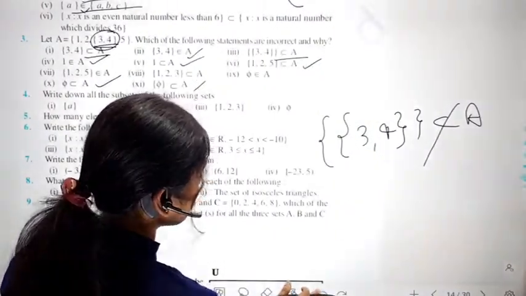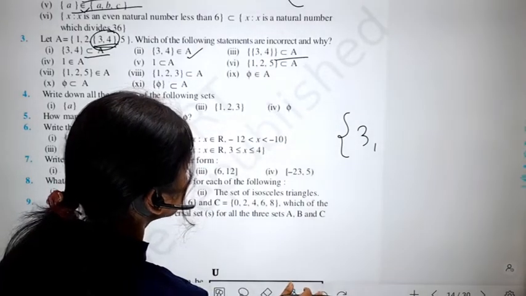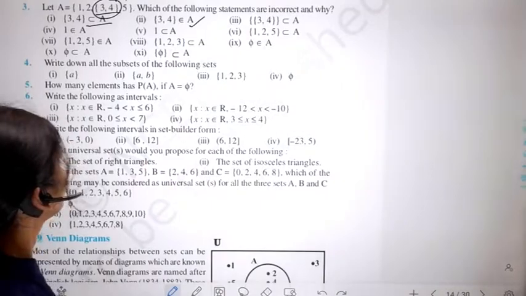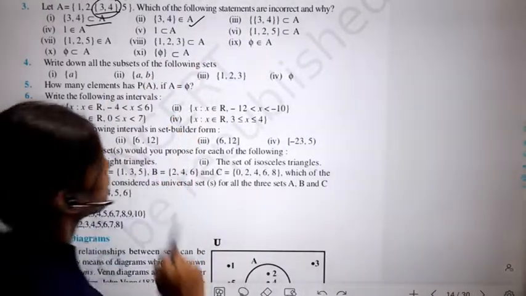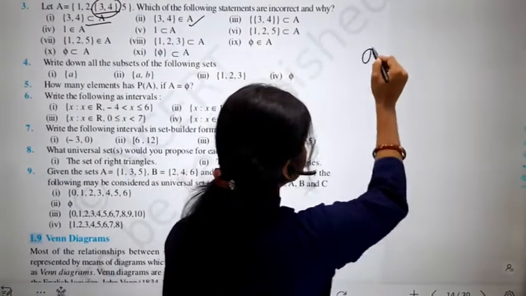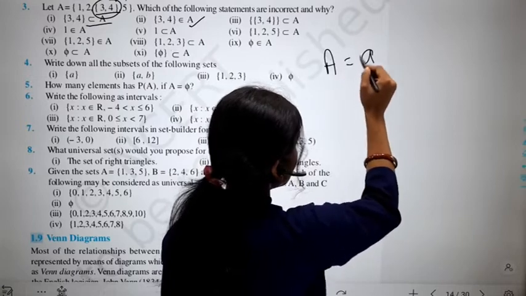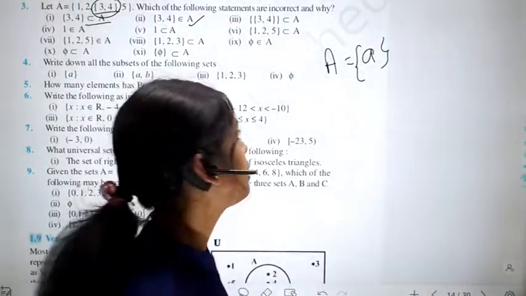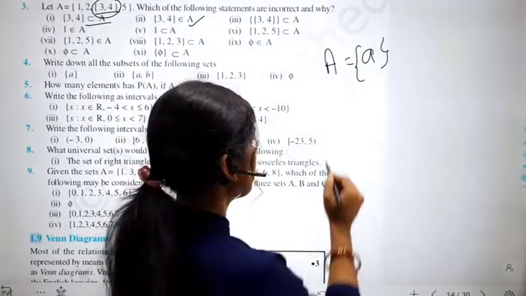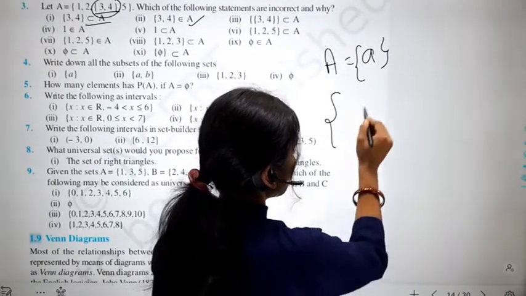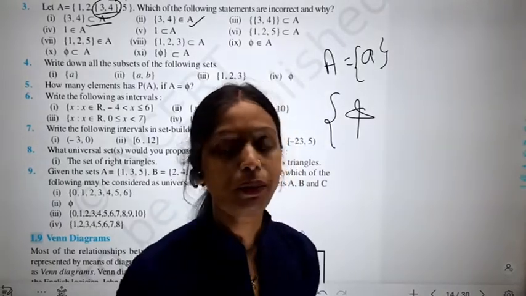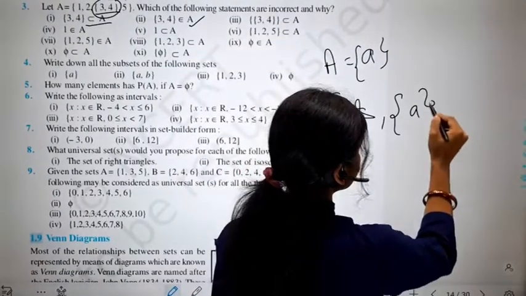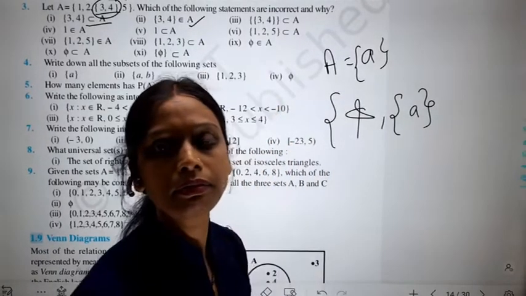Now my next one is to write down all the subsets of the set. Let us suppose A is equal to the set with element A. How many subsets does A have? You can write here the empty set, because the empty set is a subset of every set. And the second one is A. Okay?